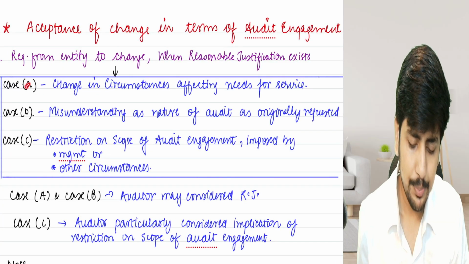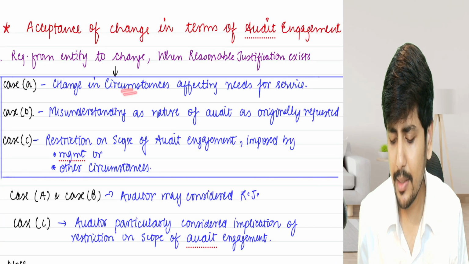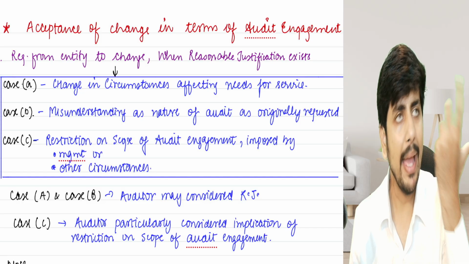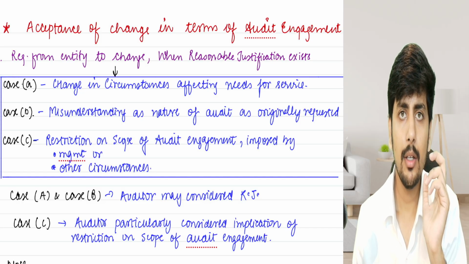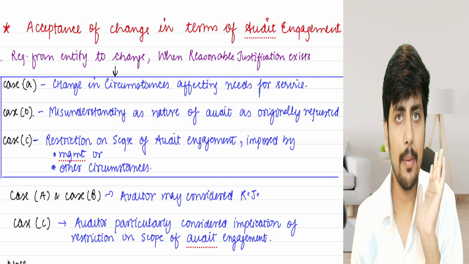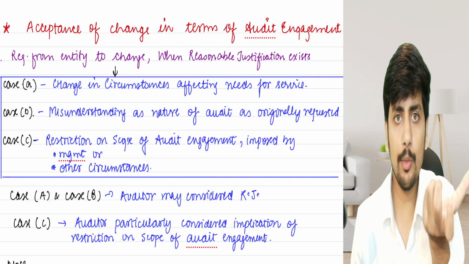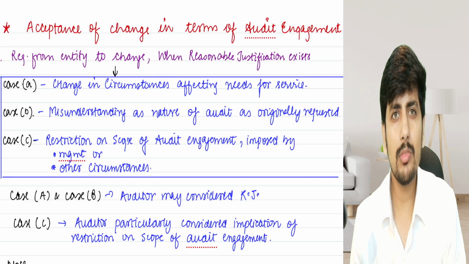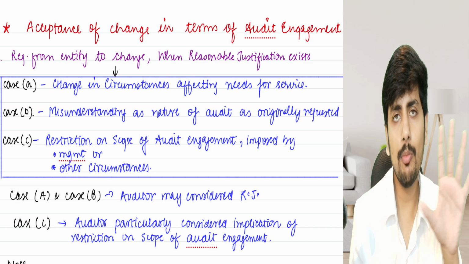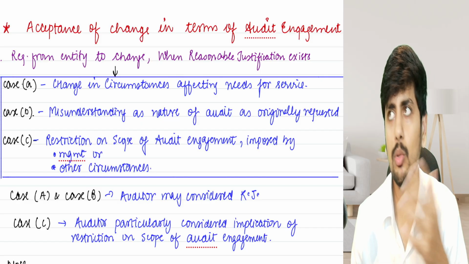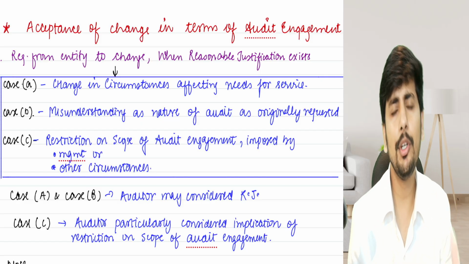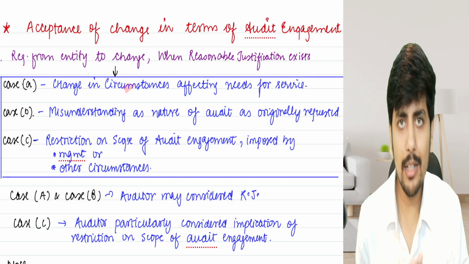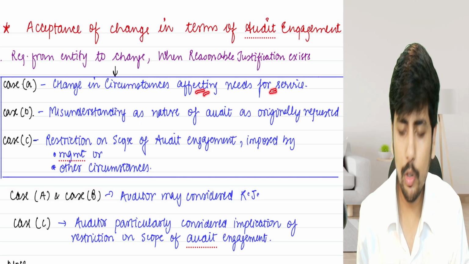Case number A, change in circumstances affecting the need for the service. For example, there was a case like the bank was requiring X Limited to get an audited financial statement. So there was a need of the service of the audit, but right now there is no need from the bank. The requirement of the bank is not valid. So management is saying, auditor, I don't require the audit. That is the justified reason. Change in circumstances has affected the need for the services.